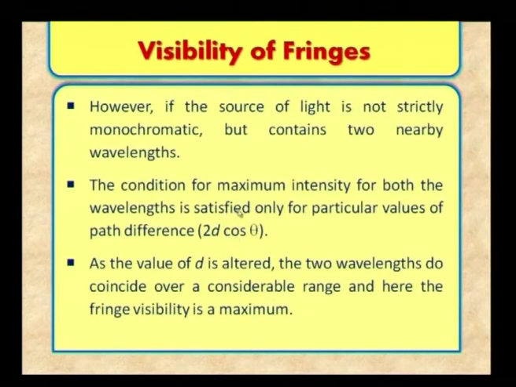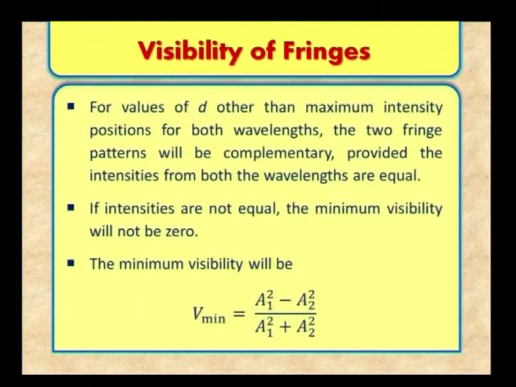Therefore, the condition for maximum intensity for both the wavelengths is satisfied only for particular values of path difference 2d cos theta. As the value of d is altered, the two wavelengths do coincide over a considerable range, and here the fringe visibility is a maximum.